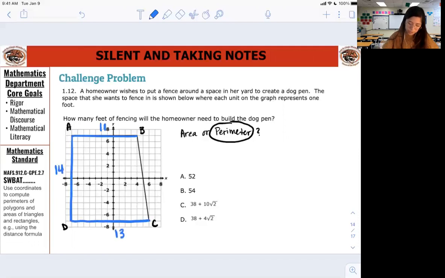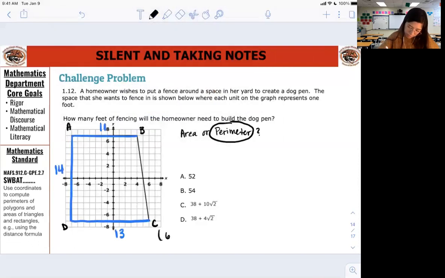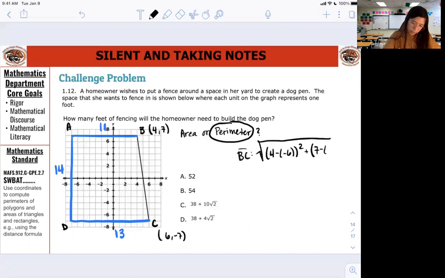I need to use my distance formula. So let's do that really quick and then we'll be done. C is 6 comma negative 7. B is 4 comma 7. So the distance of BC is the square root of 4 minus 6 squared plus 7 minus negative 7 squared. Just 4 minus 6, my bad.